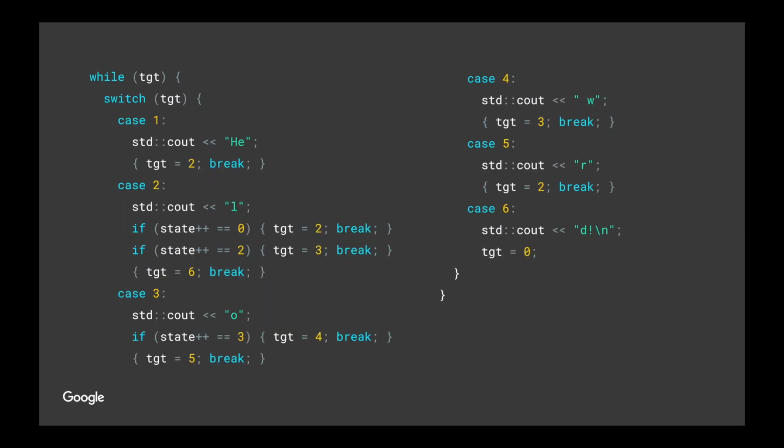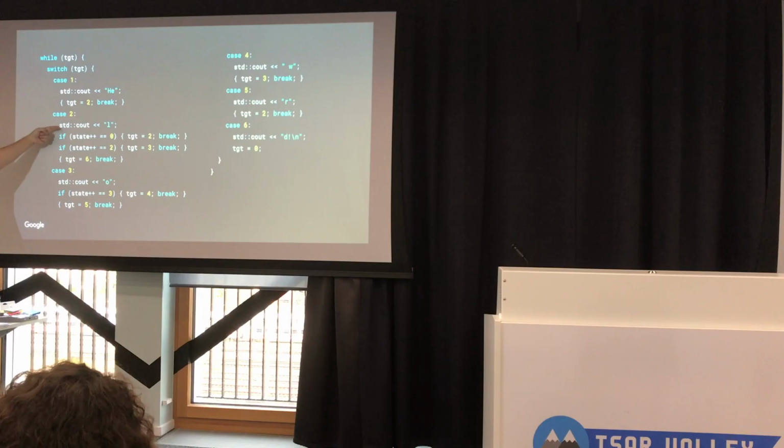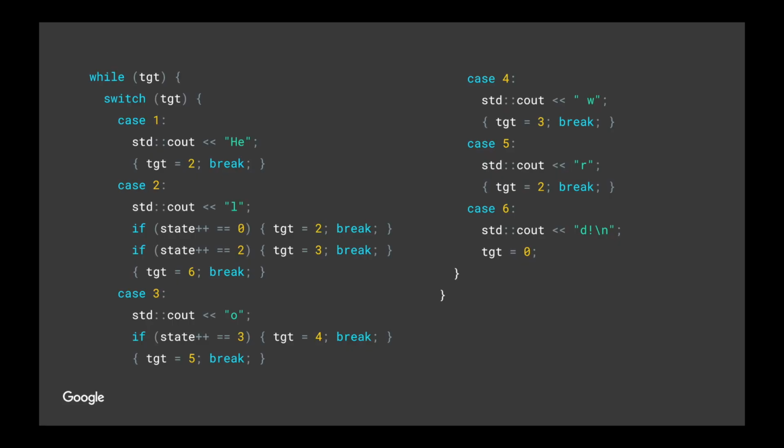So what does this look like? So this is the switch inside of a while loop edition of Hello World. So let's try this. So we start with target, and initially it's 1, you have to believe me. So we go in here in case 1, we print HE, then we set target to 2, and break. So we spin around in the loop once, come back to the switch. Now it's case 2, so we print the L, we go to this if statement, state is still 0, so we set target to 2, we break, we spin around once in the loop, we go back to case 2, right? You get the idea. And this is one way of doing it.